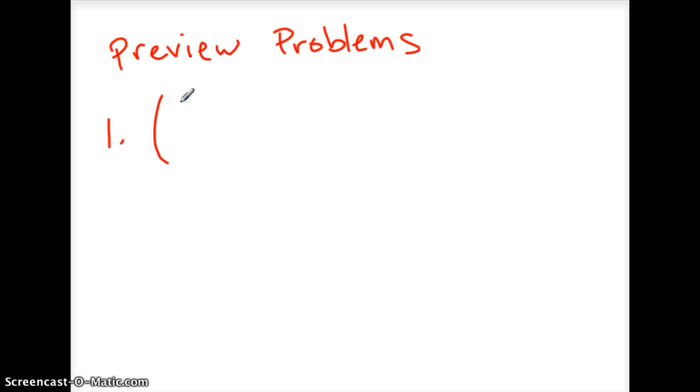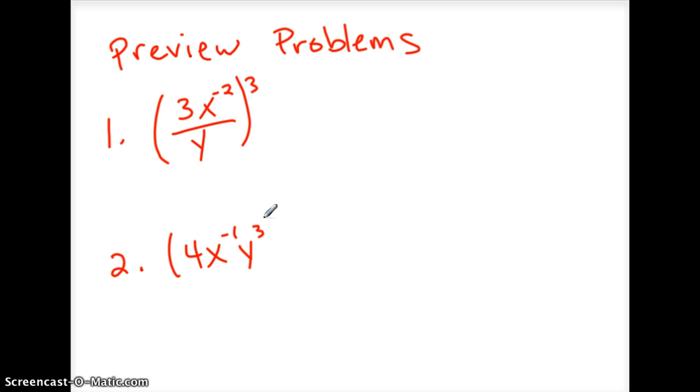Let's do this. 3x to the negative 2 over y. We're going to cube that. And then your second preview problem, 4x to the negative 1, y cubed, all of that raised to the negative 2 power. So again, make sure you finish these guys.